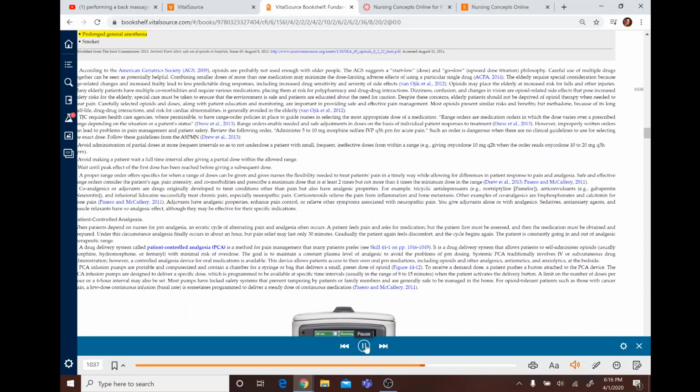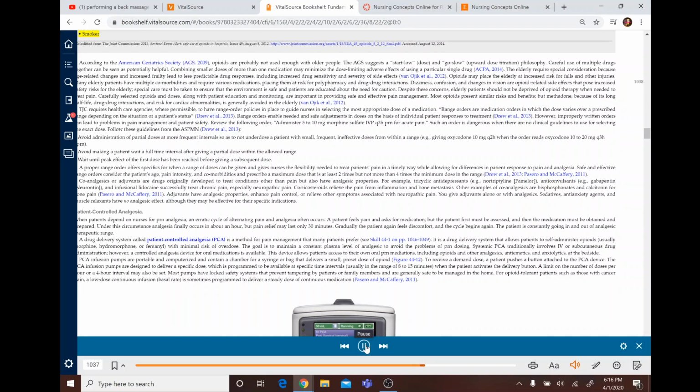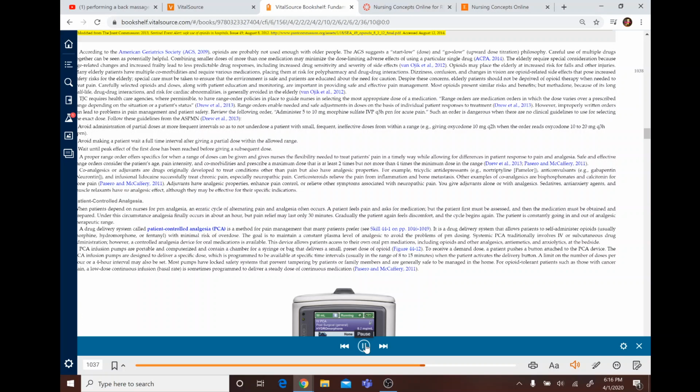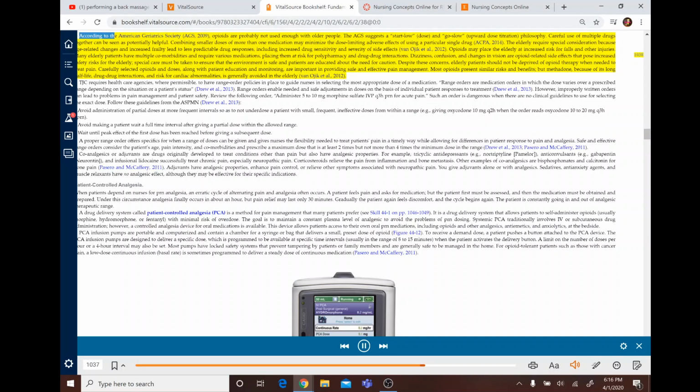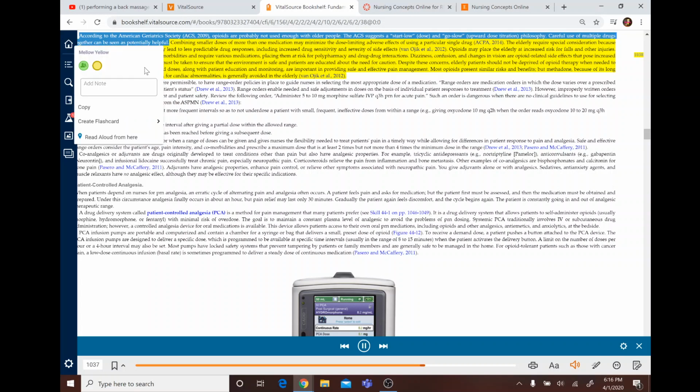Prolonged general anesthesia. Smoker. Modified from the Joint Commission. According to the American Geriatric Society, AGS, 2009, opioids are probably not used enough with older people. The AGS suggests a start low, go slow, upward dose titration philosophy. Careful use of multiple drugs together can be seen as potentially helpful. Combining smaller doses of more than one medication may minimize the dose-limiting adverse effects of using a particular single drug.